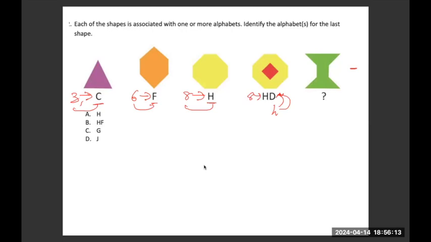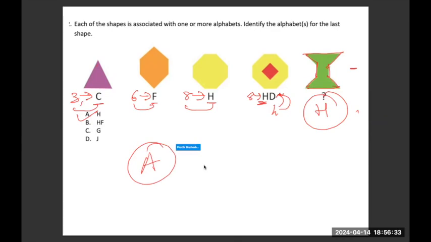So in this case, all I have to find is how many sides this green colored figure has. It has 1, 2, 3, 4, 5, 6, 7, 8 sides, which means the letter that will come is the 8th letter, which is H. So option A is the one which is correct.